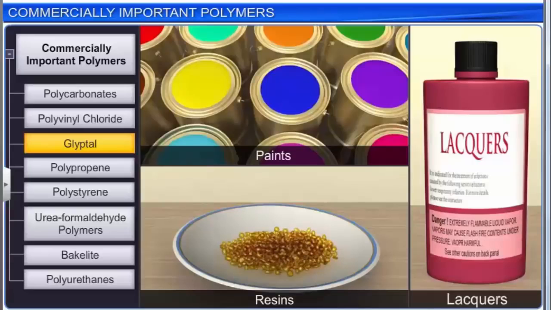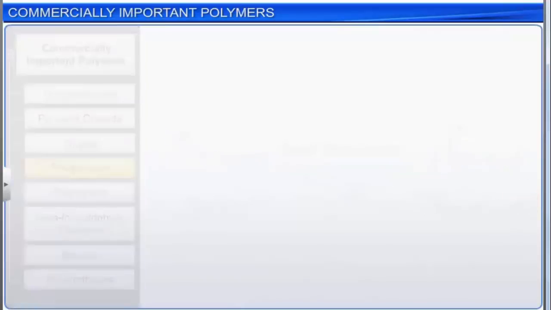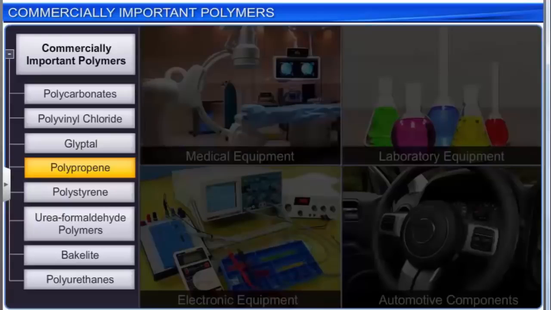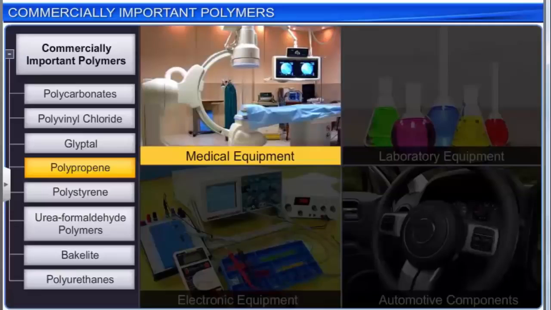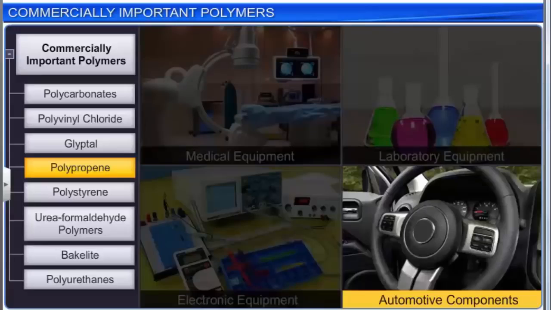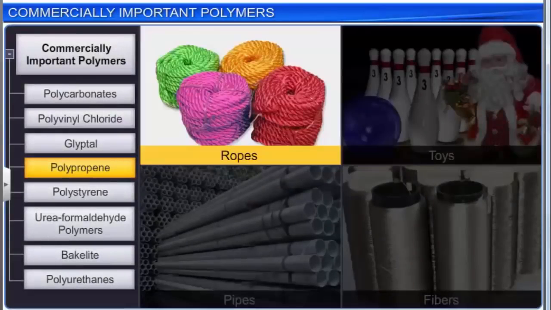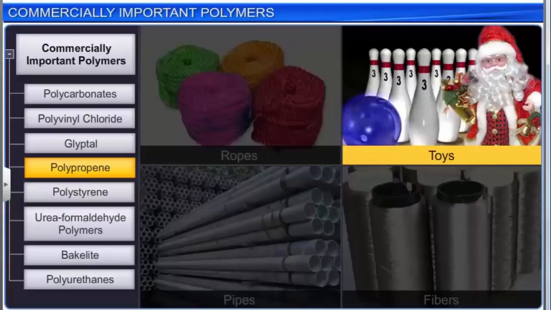Polypropene is an addition polymer of propene. It is abbreviated as PP. Polypropylene has a range of uses. It is used in the manufacture of medical equipment, laboratory equipment, electronic equipment, and automotive components. It is also used to make ropes, toys, pipes, fibers, and so on.